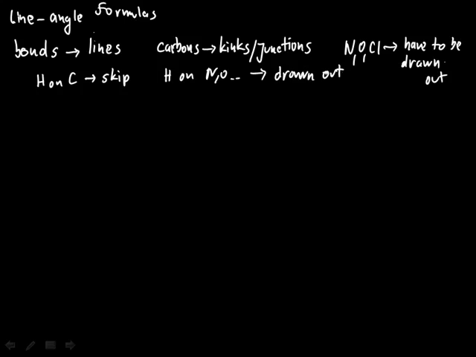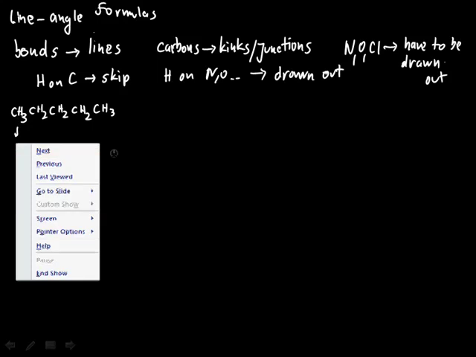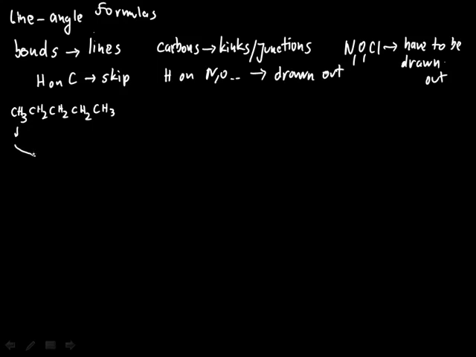Okay? This looks a little cryptic, but it's much easier to understand on an example where we look at this condensed formula and try to translate it into this. So there's a carbon here, another one here, another one here, another one here. So all the carbon-carbon bonds are represented by these lines, and each kink is one carbon atom.